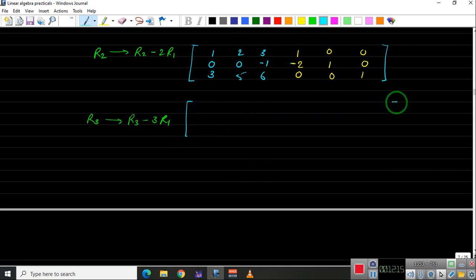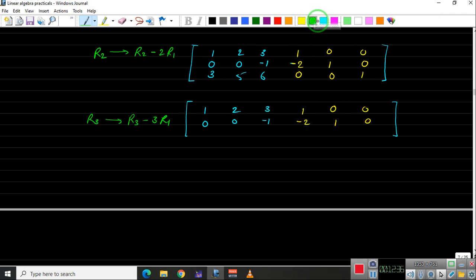It is again a 3 by 3 matrix, and in this case now the first and second row will be as it is. So let us write the first and second row: 1, 2, 3, 0, 0, minus 1. Let us write this also: 1, 0, 0, minus 2, 1, 0.